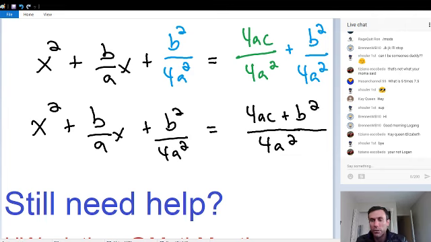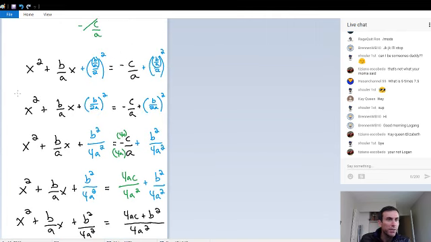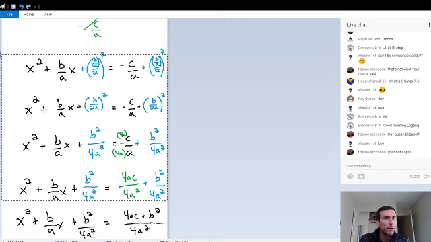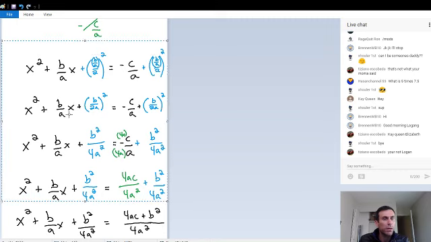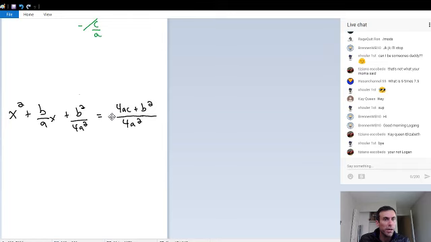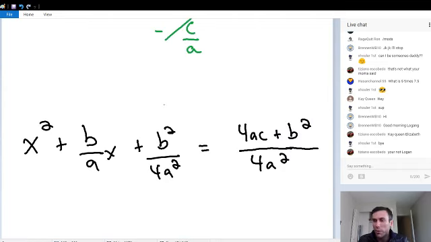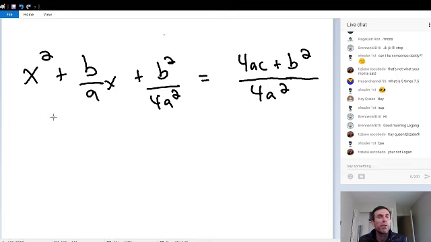I'm just going to zoom out here so I can give myself more space. I'm going to erase a lot of the steps here, and I'll drag this up to give myself a little more space. I'll zoom back in. So we have x squared plus b over ax plus b squared over 4a squared is equal to 4ac plus b squared all over 4a squared.